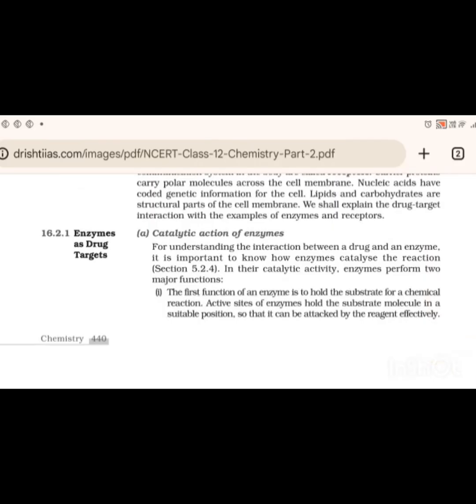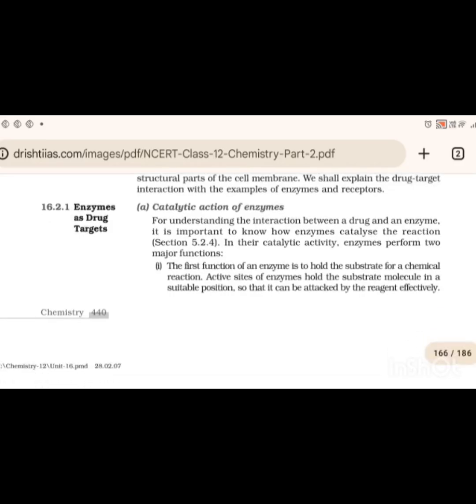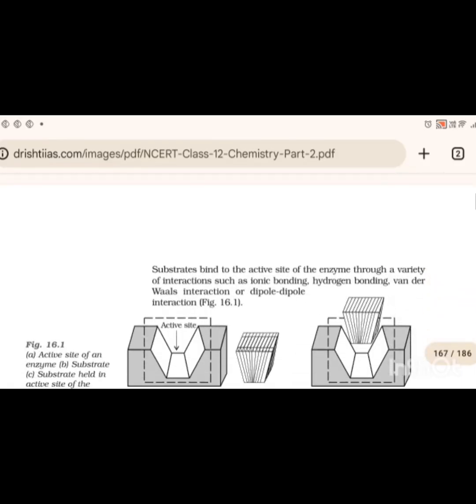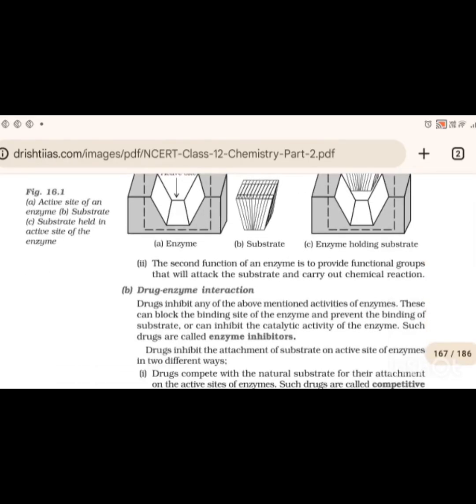Enzymes as drug targets. Catalytic action of enzymes. For understanding the interaction between a drug and an enzyme, it is important to know how enzymes catalyze the reaction. In their catalytic activity, enzymes perform two major functions. The first function of an enzyme is to hold the substrate. Substrate binds to the active site of the enzyme through a variety of interactions such as ionic bonding, hydrogen bonding, van der Waals interaction, etc. The second function of an enzyme is to provide functional groups that will attack the substrate and carry out chemical reaction.